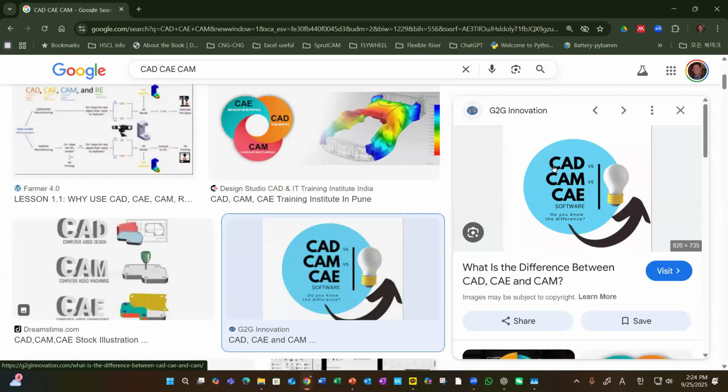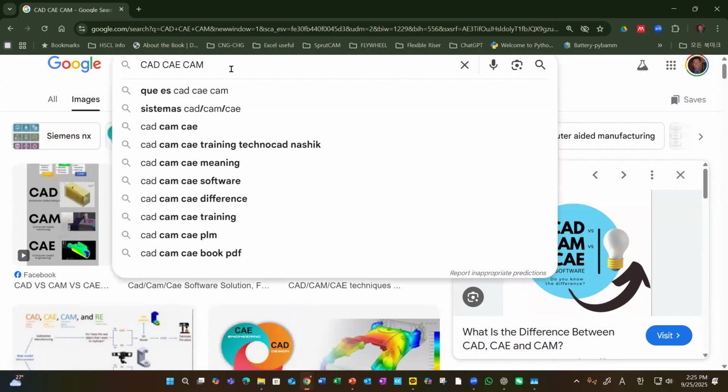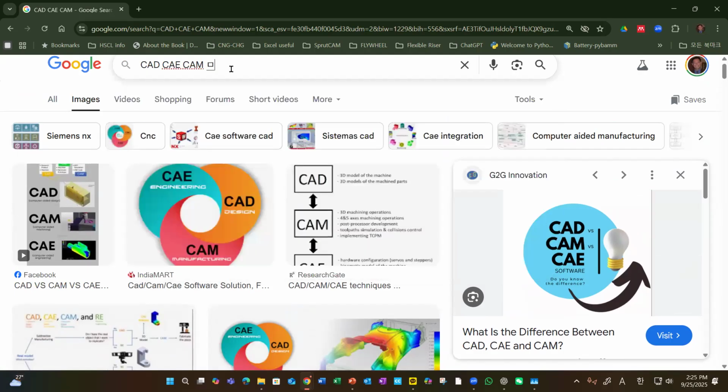But these days, even CAD can be partly done by the AI. CAE can be done by the AI. Manufacturing can be done by the robot with the AI. So we have to compete with the AI, but at the same time, we have to get along with the AI. So that's the message I like to emphasize.